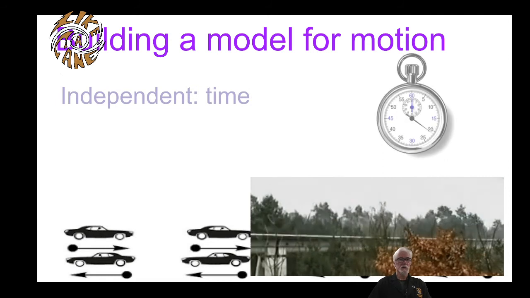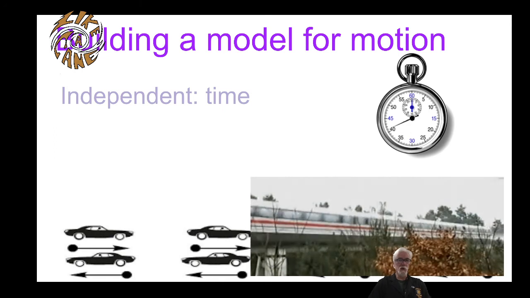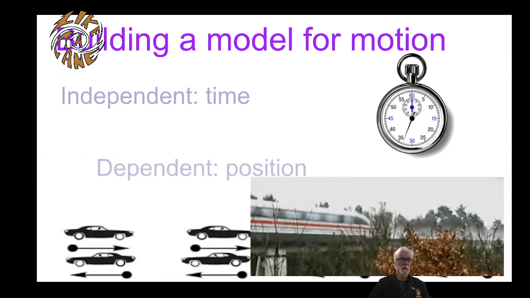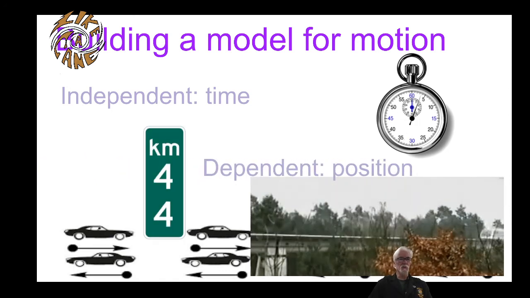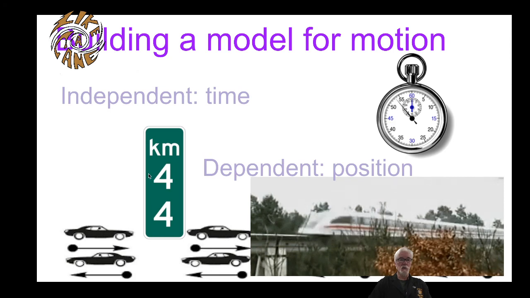The independent variable in our experiment will be the time the train has been moving since it left Happyville. So we can measure that with any kind of timekeeping device like a watch. The dependent variable will be the position of the train, and we'll measure its position by the kilometer markers that are alongside the track.